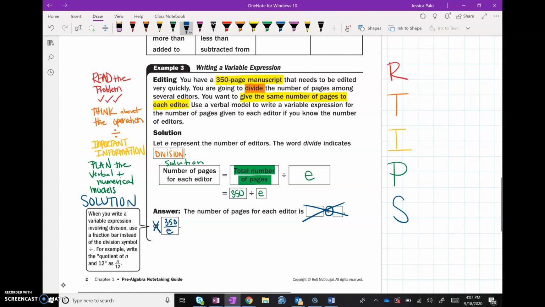Read the problem at least 3 times. Think about the operation or operations you are going to use. Identify important information. Plan the verbal and numerical models. And then you get your solution.